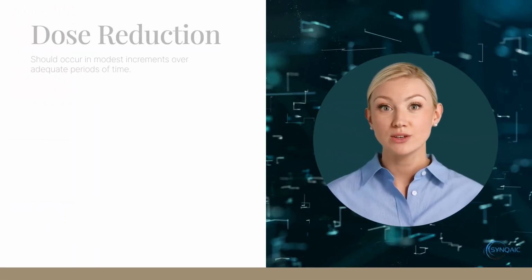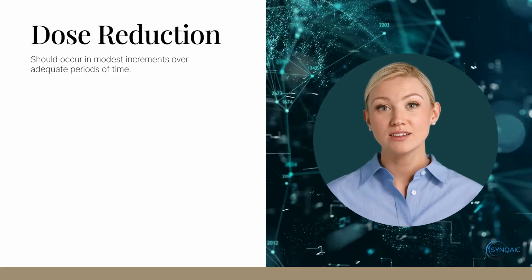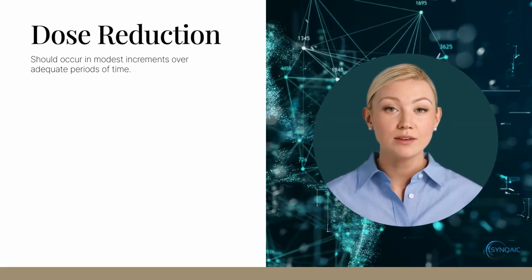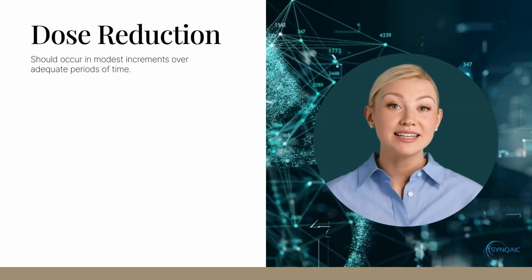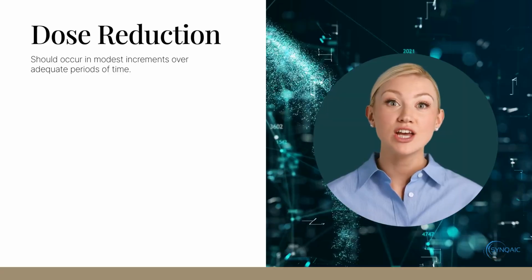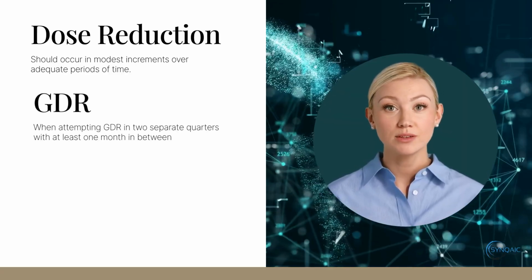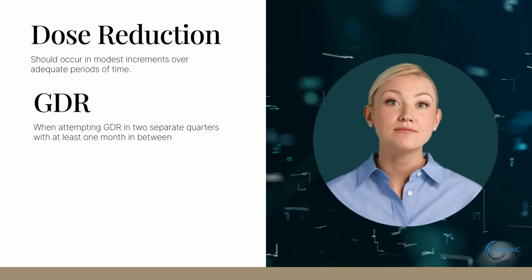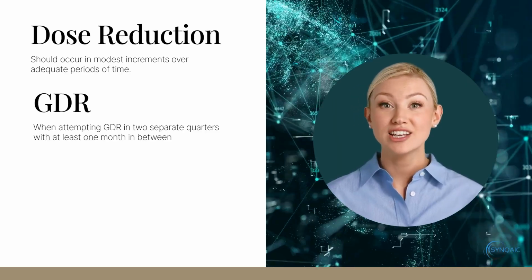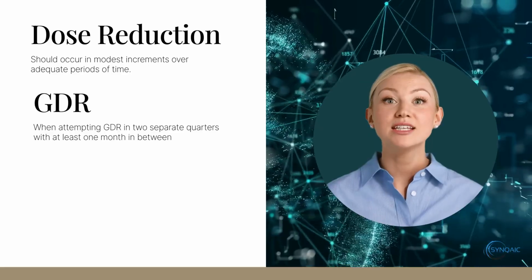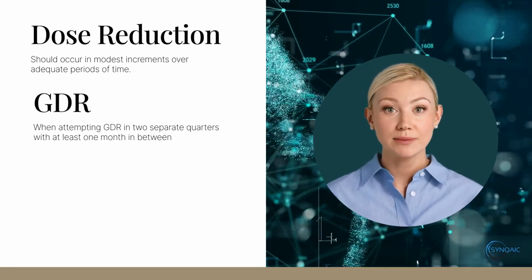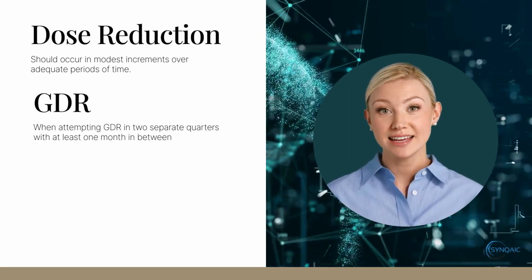Language was added to the gradual dose reduction, GDR, section. Dose reductions should occur in modest increments over adequate periods of time to minimize withdrawal symptoms and to monitor symptom recurrence. Compliance with the requirement to perform a GDR may be met if, for example, within the first year in which a resident is admitted on a psychotropic medication, or after the prescribing practitioner has initiated a psychotropic medication, a facility attempts a GDR in 2 separate quarters, with at least 1 month between the attempts, unless clinically contraindicated.